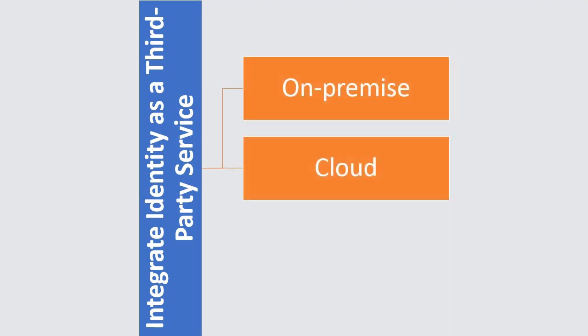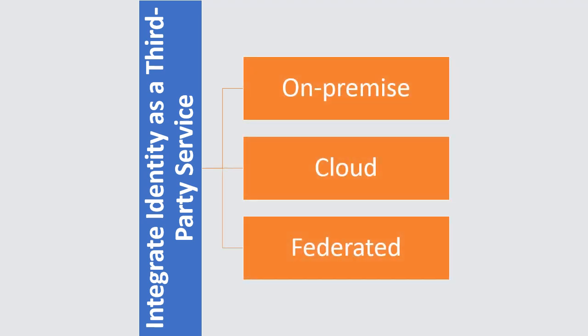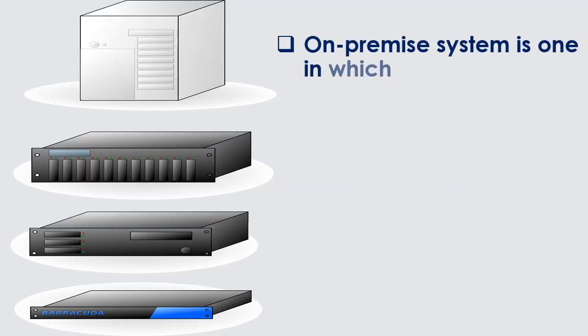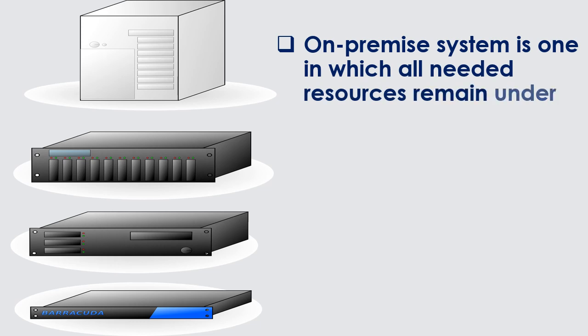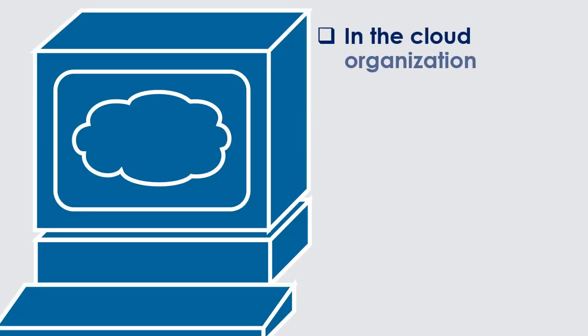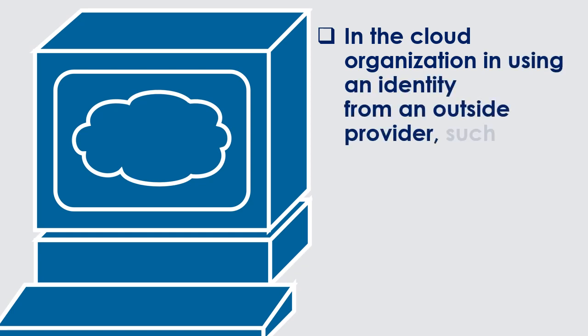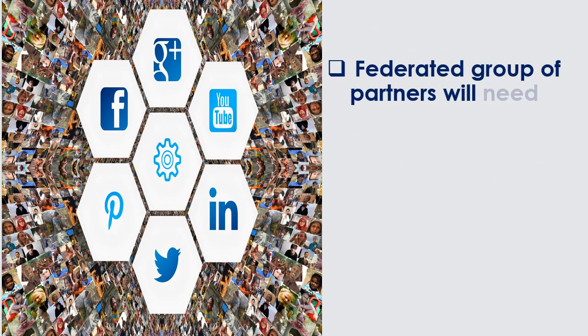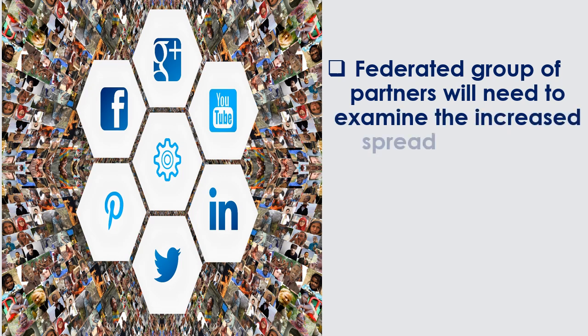Integrate identity as a third-party service. Three scenarios are on-premises implementations, cloud services, and a federated approach. An on-premises system is one in which all needed resources remain under the company's physical control. In the cloud, the organization is using an identity from an outside provider, such as Google, Facebook, or Amazon Web Services. A federated group of partners will need to examine the increased spread of the risks involved.